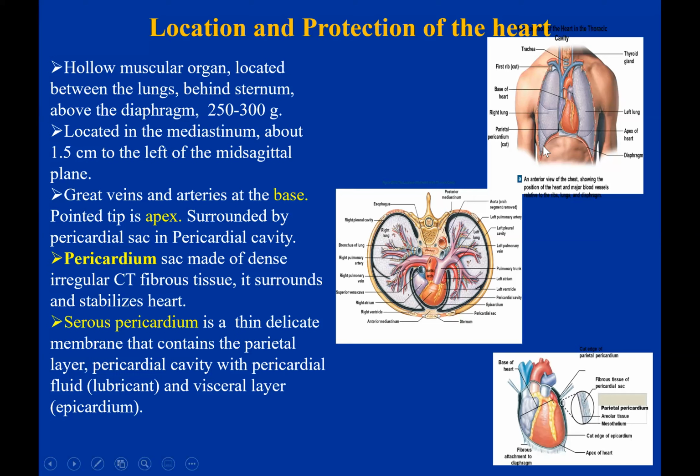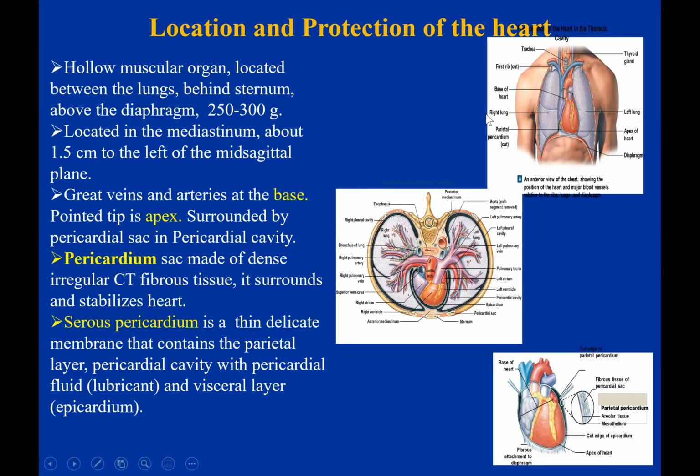In order to accommodate a larger right lung, the heart is slightly shifted to the left, about 1.5 centimeters from the mid-sagittal plane. The broad part of the heart is called the base of the heart. The tip of the heart is called the apex of the heart.